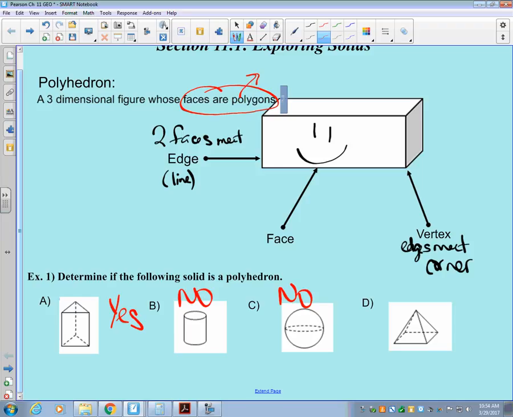And then D is a square pyramid. Is D a polyhedron? Yeah, because we've got triangles on 4 of the sides and a square or a rectangle on the bottom. All those are polygons. So yes, this gets to be a polyhedron. How is that for identifying? Easy? Better than trying to find the area of a hexagon.